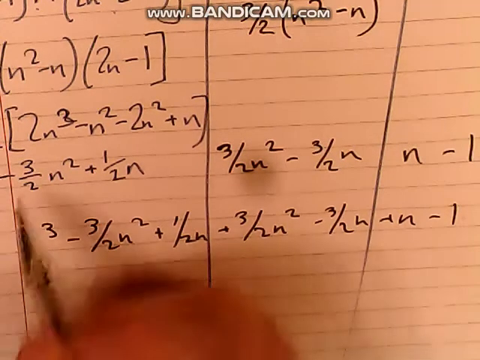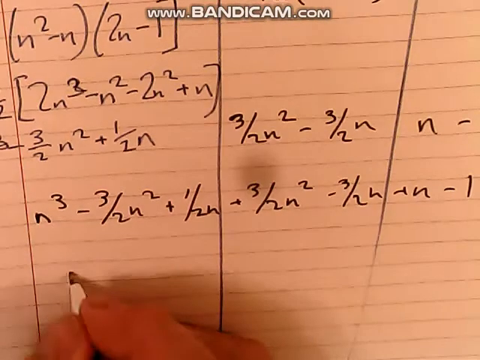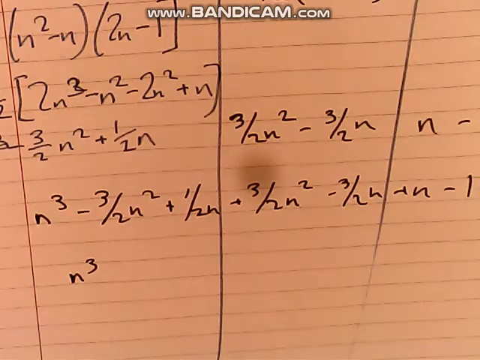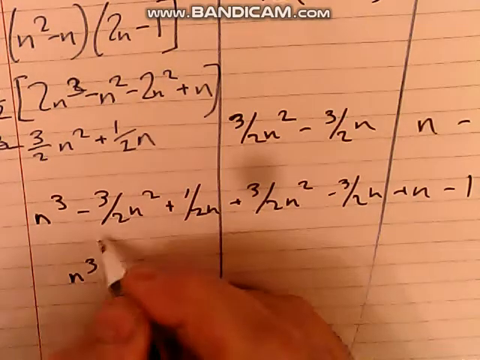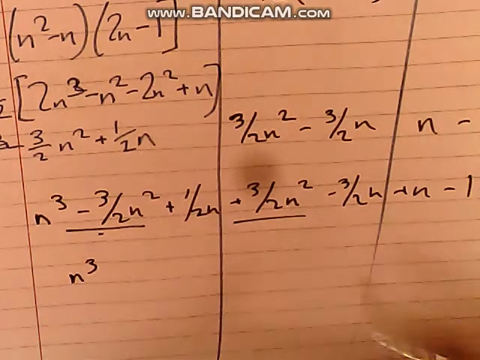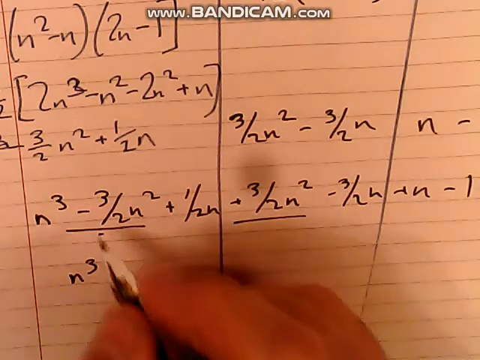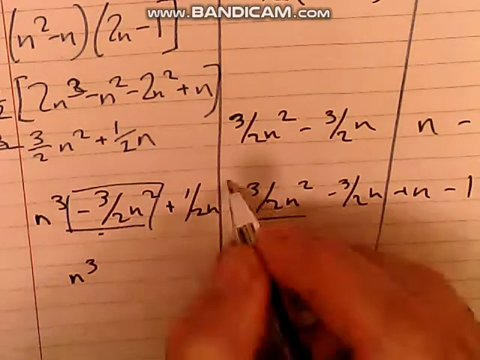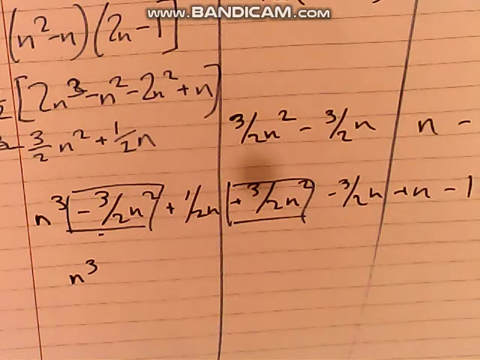Let's go through our powers. n cubed, nothing's happened to that, so it stays the same. Then I've got minus 3 halves n squared and plus 3 halves n squared. Nothing else, so they cancel out. I'm just going to put a box around them, so I know I've already identified them as cancelled out.